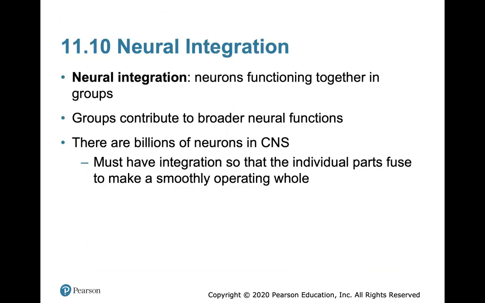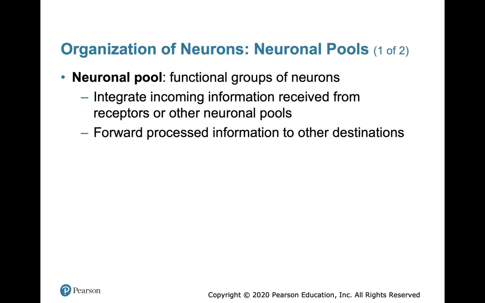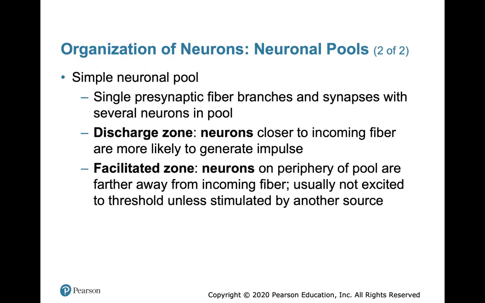Neural integration is neurons functioning together in groups. There are billions of neurons in the central nervous system that function as a whole to make sure everything works together. The neuronal pool is the functional group of neurons that will integrate incoming information and then forward the processed information on to other destinations. In the simple neuronal pool, we can have a discharge zone or a facilitated zone.